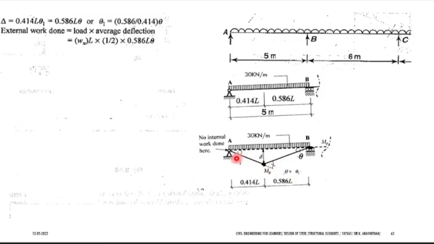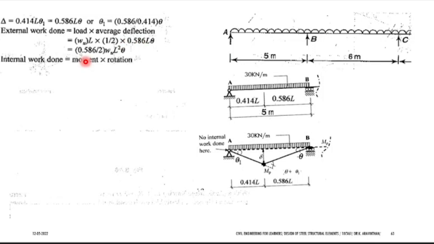If you add theta plus theta 1, add these two values. So what is theta 1? 0.586 by 0.414 theta. So MP into theta plus 0.586 by 0.414 theta, plus you have a plastic moment at this hinge, MP into theta. Equate that, you will be getting the value of MP. L and L will get L square, and you can divide 0.586 by 2.